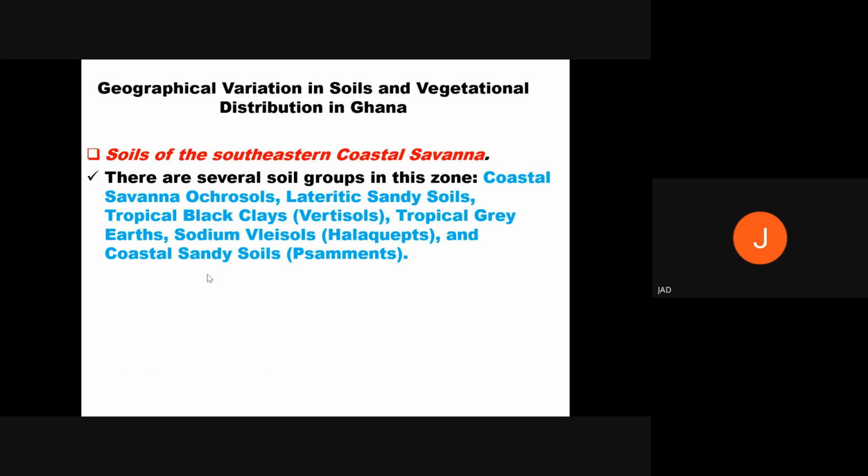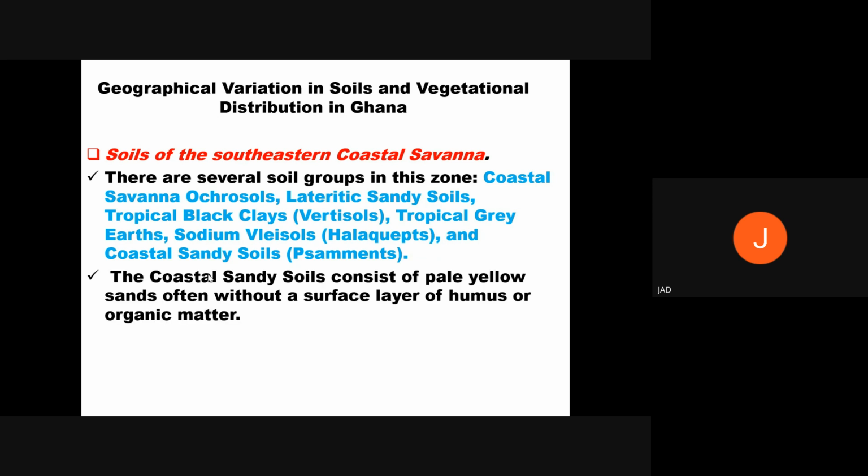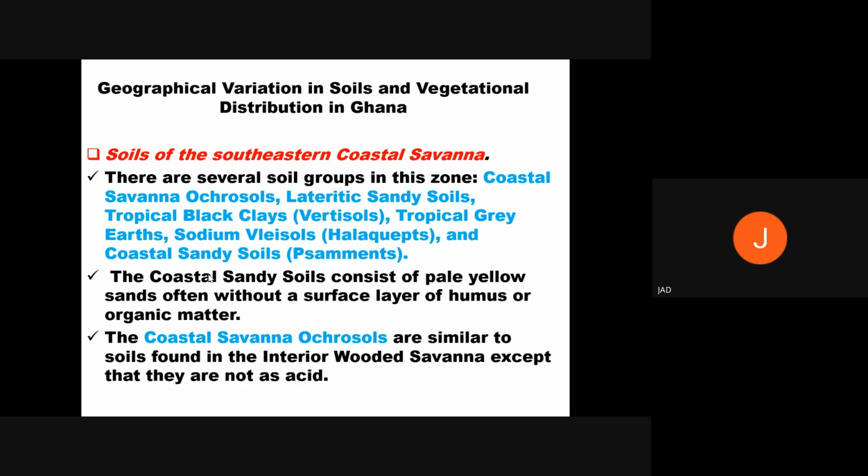there are several soil groups in this zone. Coastal savanna, lateritic sandy soil, tropical black soil, tropical gray soil, sodium gray soils, and coastal sandy soils. The coastal sandy soil consists of pale yellow sand, often without a surface layer of humus organic matter. So ideally, such soils are usually used for molding blocks in the construction of our buildings.